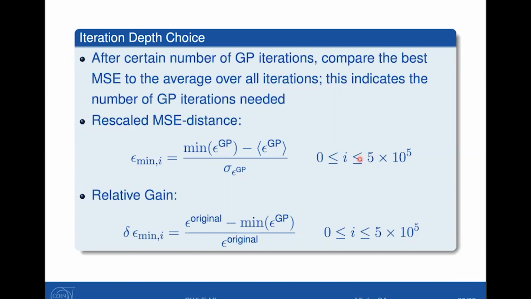So up to some point that is smaller than the 500,000 realizations we made, and we compare that, we subtract that from the average of all realizations, and we scale it in function of sigma, so we can see how far we are in this distribution. And another value that we can use as an estimator is the relative gain: how far is this minimum MSE now from the original MSE. So how much are we actually gaining by using this minimum rescaled to the original.